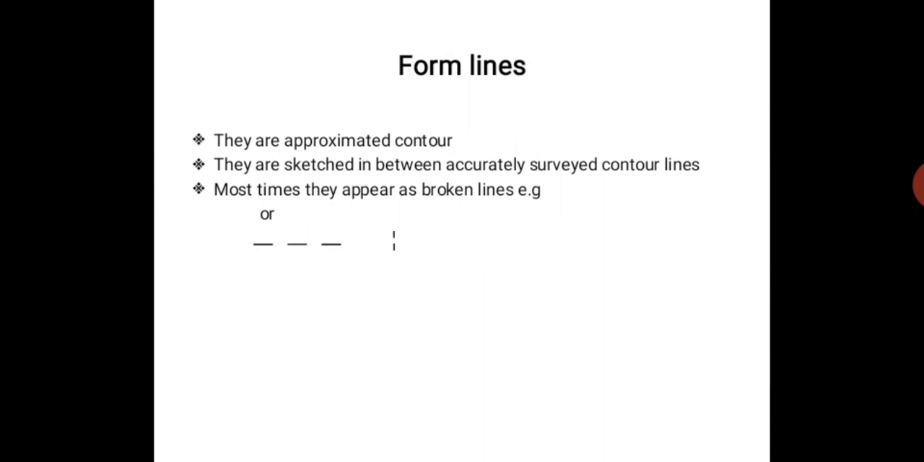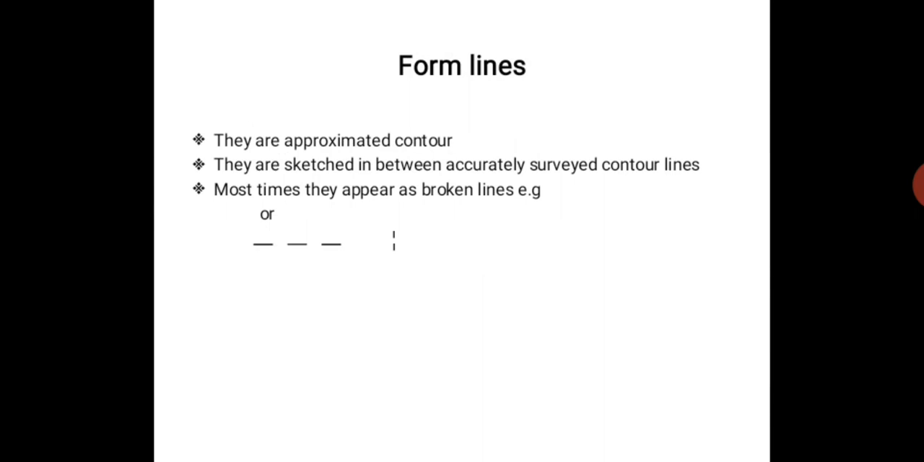They are sketched in between accurately surveyed contour lines on the map. They are carefully placed in between 2 contours that were placed, and you assume that there should be a contour line that should come in between here. That is why when you look on your topographical sheet, it is not all the lines that are numbered. In some regions, all the contour lines are numbered.